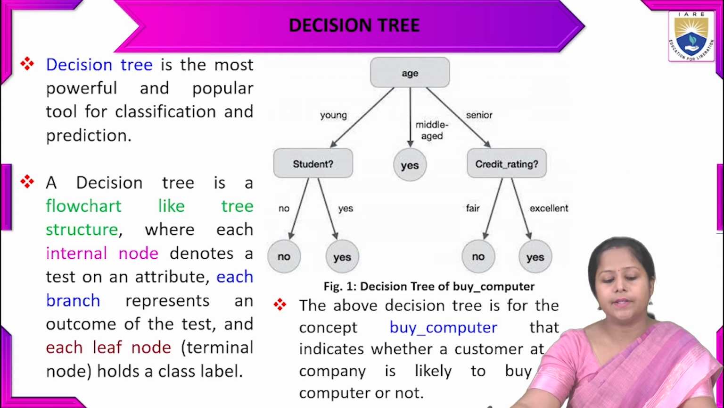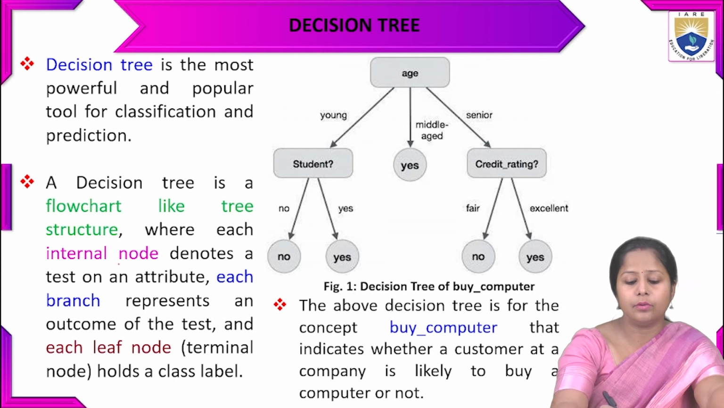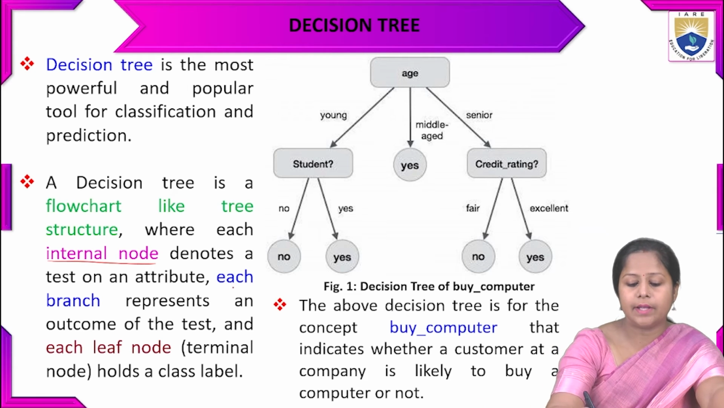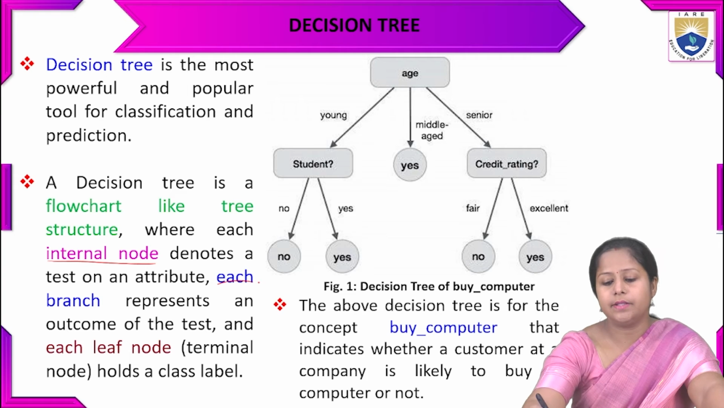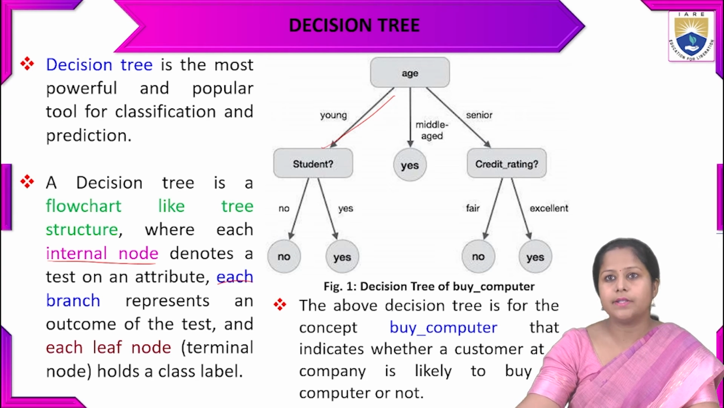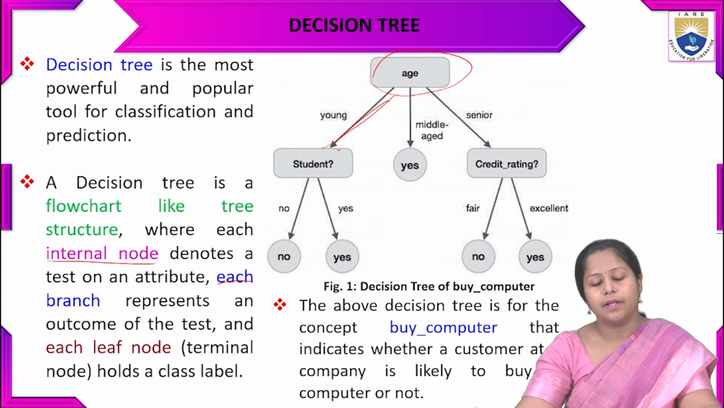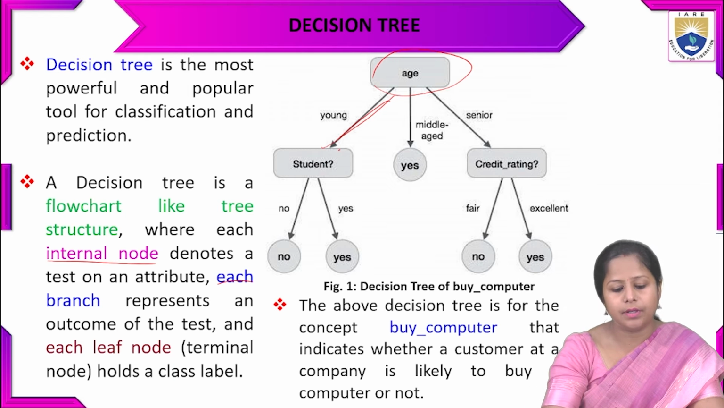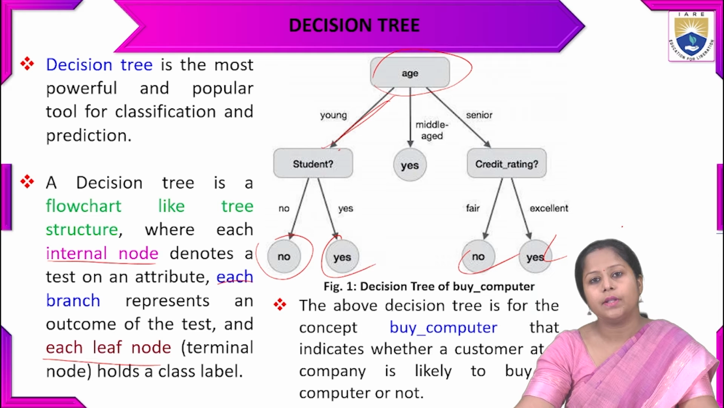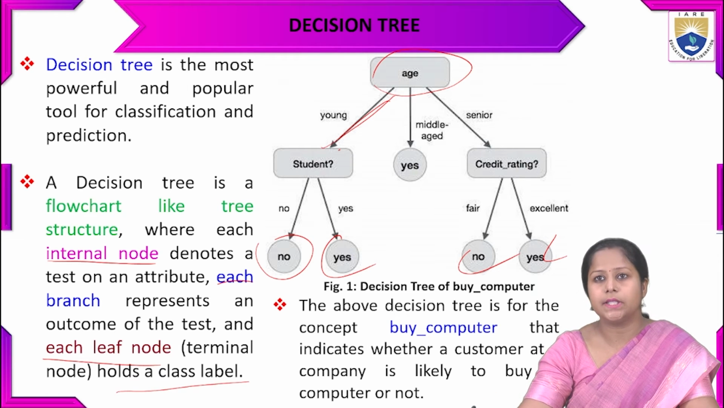A decision tree is a flow chart like a tree structure, where each internal node denotes a test on an attribute, and each branch represents the outcome of the test. So what is the outcome after this node? That is what the branch represents. And each leaf node, these are the leaf nodes, the terminal nodes, holds a class label. So that was the description of the decision tree.